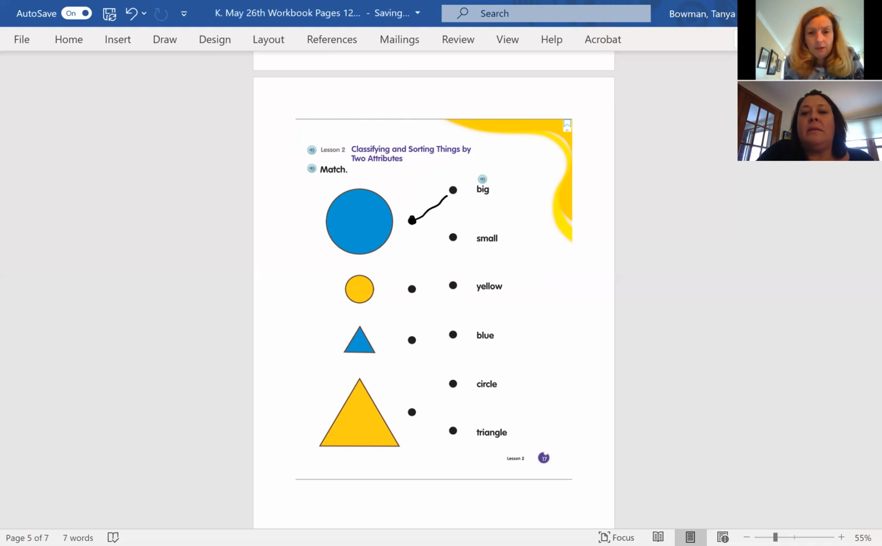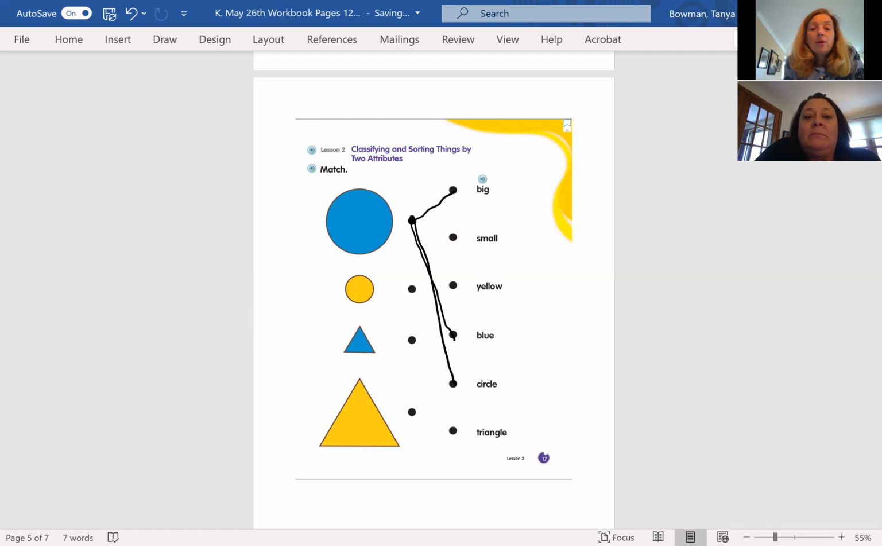Okay, so that's the top one. I would draw a line from there to the word blue. And I would also draw another line to the word circle. What do you think, Mrs. Bowman? Whoa, that's awesome. That one has three qualities to it.